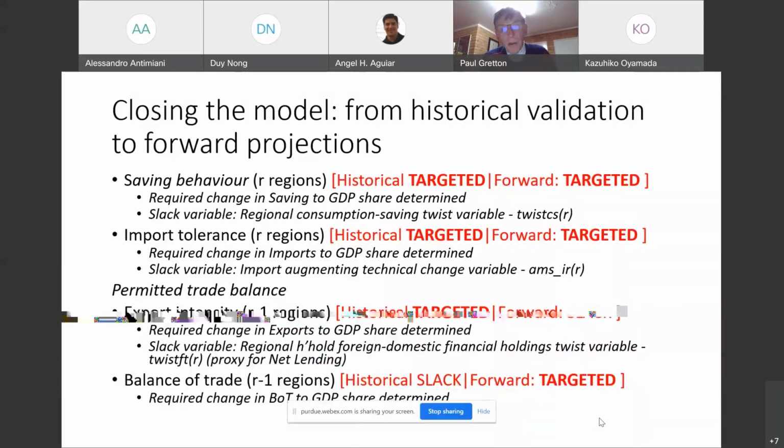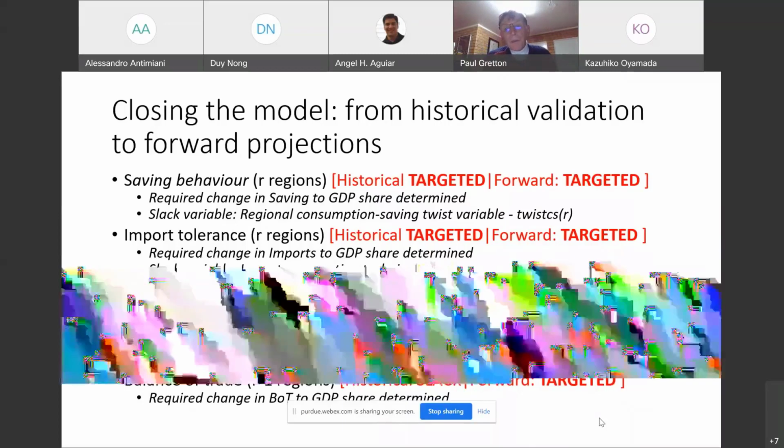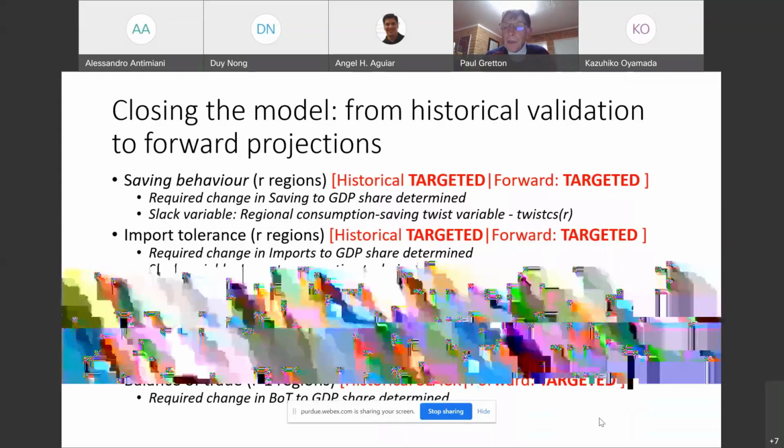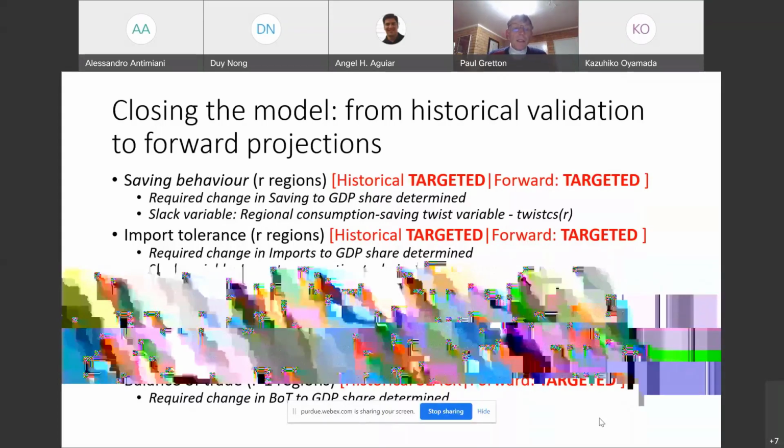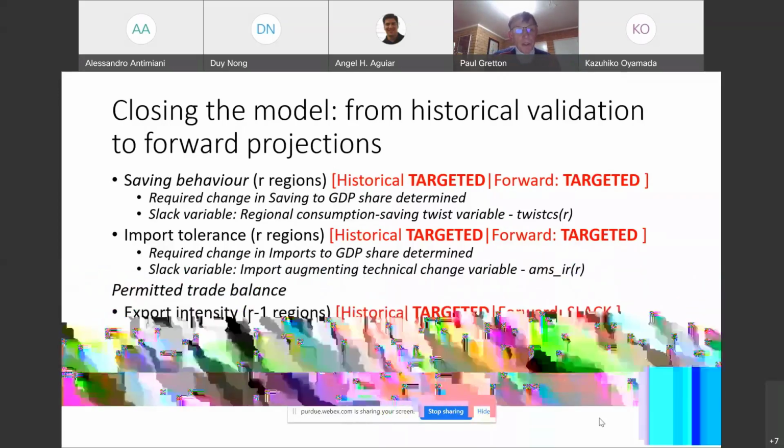Then we're talking about import tolerance. What can bring about a change in the import tolerance? Well, we have a required change in imports to GDP determined by our target measure. The slack variable I have is import-augmenting technical change. In other words, what's not specifically allowed for in the model is allowed for through this shadow technology term. Now, this is a tops-down method. So basically, this term is mopping up everything that's not captured in any other element of the baseline.